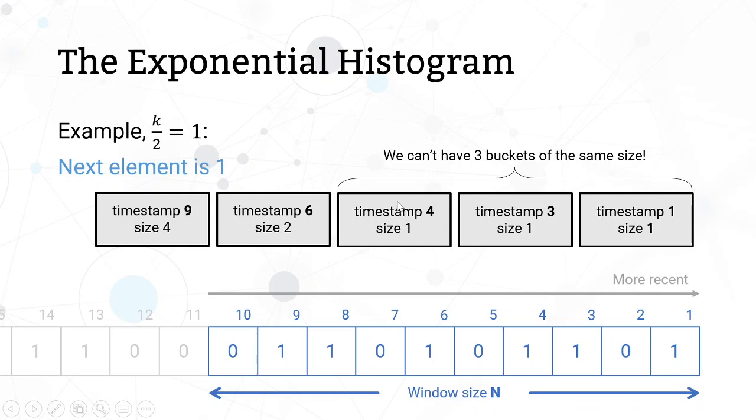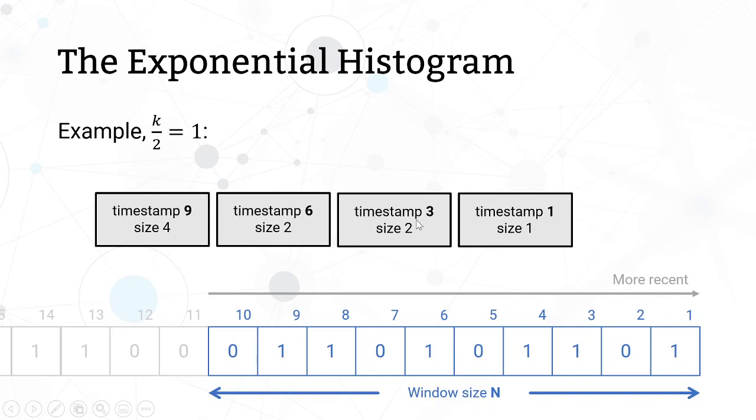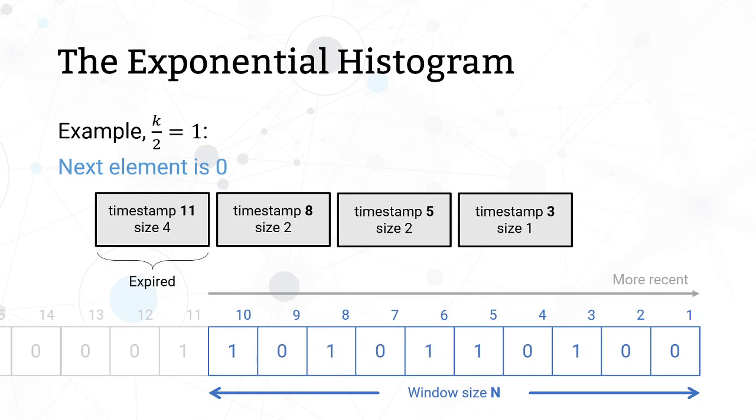But now we have 3 buckets of size 1. We can't have 3 buckets of the same size because we limit between K over 2 and K over 2 plus 1, so 1 and 2. We cannot have more than 2 buckets of the same size. So we need to merge these 2 older buckets, and we merge them by inheriting the timestamp of the smaller one and adding the sizes together. And we do that, and again we can continue. The next element is 0, and this is now expired. If we add another element 0, this now becomes 11, and this is expired, so we just throw it away.